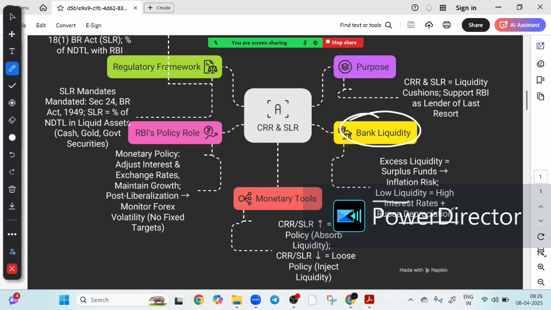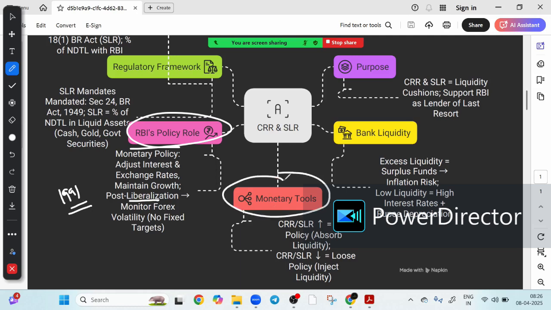Now let's talk about the RBI policy role. Here you can see the RBI policy role. Through CRR and SLR, RBI adjusts interest rates, manages exchange rates, and ensures economic growth. In the post-liberalization era, the RBI does not fix a strict target. Instead, it closely monitors market conditions, especially forex volatility. Remember, after liberalization, that is 1991, that is called the post-liberalization era, right? RBI does not fix a strict target; rather, it closely monitors market conditions, especially forex volatility.